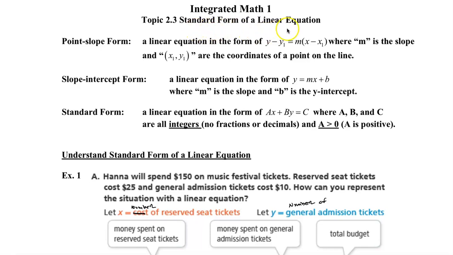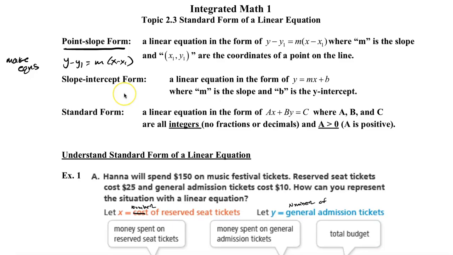Standard form of a linear equation. So in this lesson, we're talking all about how to use standard form of a linear equation. By now we've gone over point slope form, right? My favorite form, y minus y1 equals m times x minus x1. This is the best form to make equations.